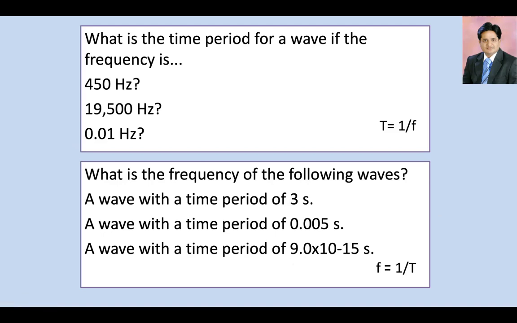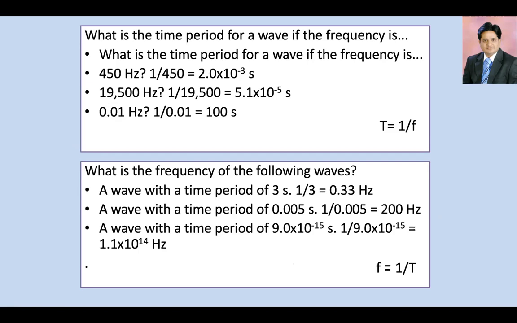So if you've solved these questions, you can check your answers. Here are the right answers. For the first one, it is 2 times 10 raised to the power negative 3 seconds. For the second one, it is 5.1 times 10 raised to the power negative 5 seconds. For the third one, it is 100 seconds. For the second part, you are asked to calculate the frequency. The first answer is 0.33 hertz. The second one is 200 hertz. And the third one is 1.1 times 10 raised to the power 14 hertz.